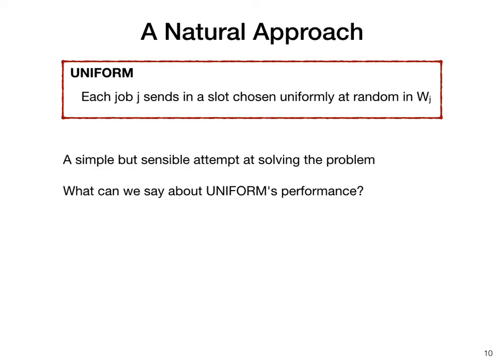To address our problem, an obvious starting point is for each job to broadcast in a slot chosen randomly from its window. We call this simple algorithm uniform. And you can imagine there are variants where, say, some constant number greater than 1 of slots are chosen by each job to broadcast in, but the main findings hold. So for simplicity, we'll just consider a single slot that's chosen by each job.